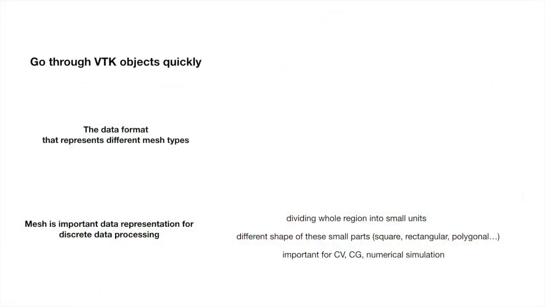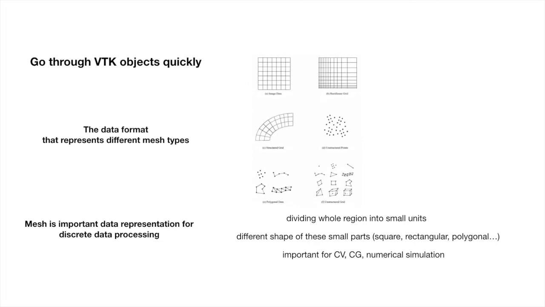In the context of the image, basically every unit in the whole data domain is a small square with same size. Similarly, the unit can also be polygonal or the rectangular with different size in different contexts. And the mesh data is used a lot in discrete data processing. Common using contexts include computer vision, computer graphics, or numerical simulation.